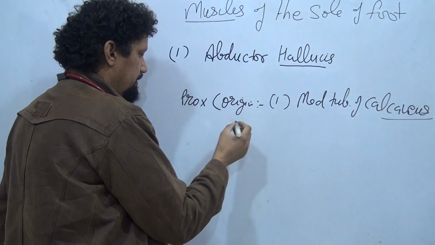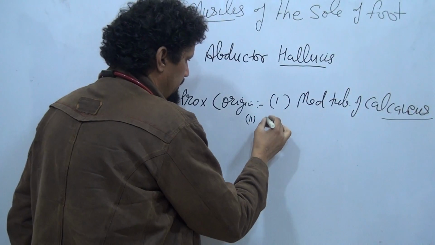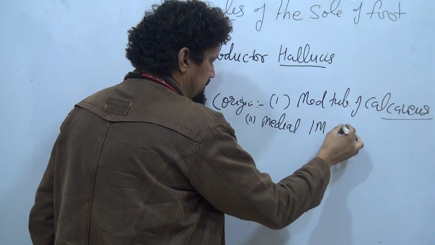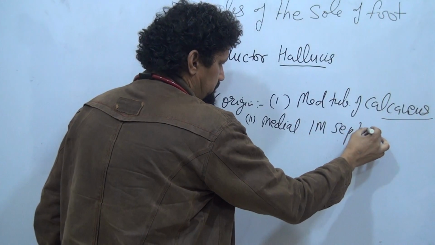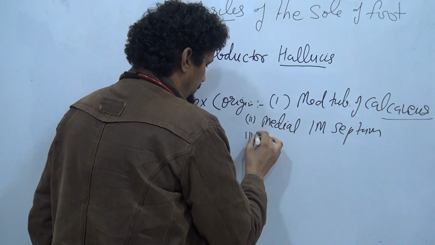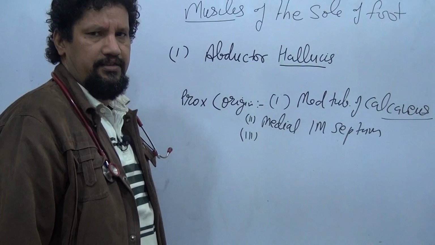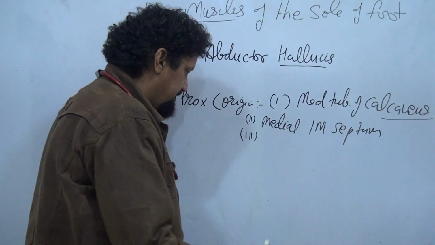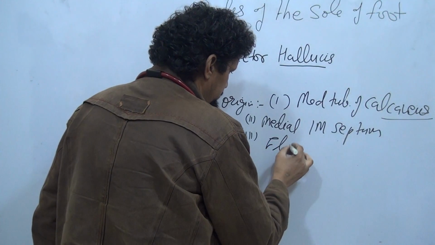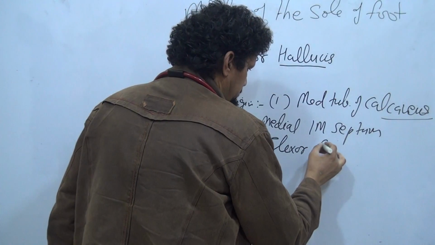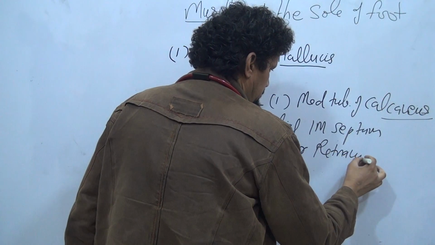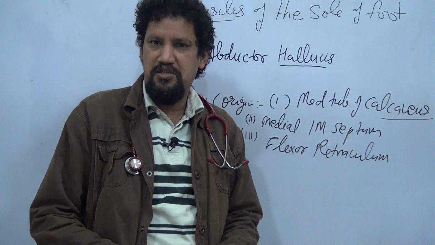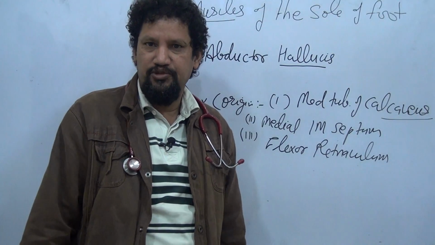The second is the medial intermuscular septum. The third attachment of the abductor hallucis is the flexor retinaculum. And the fourth proximal attachment is the plantar aponeurosis.